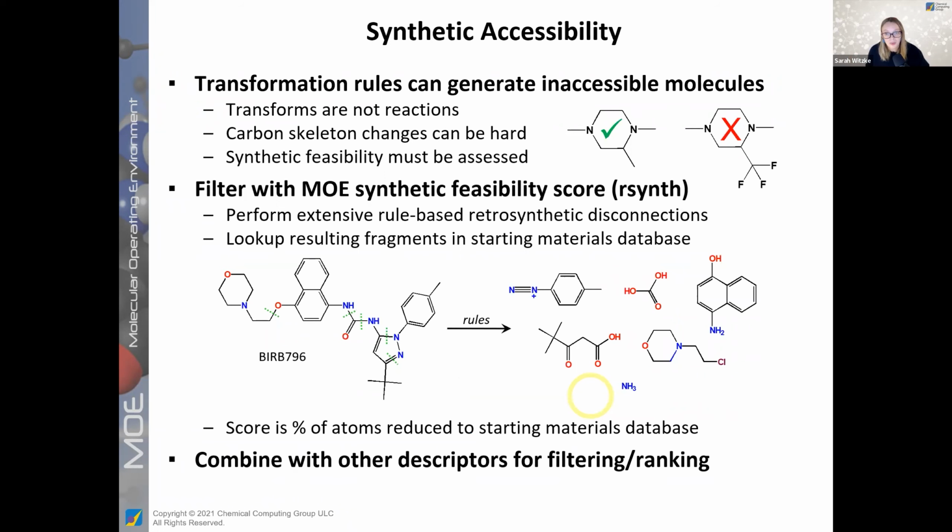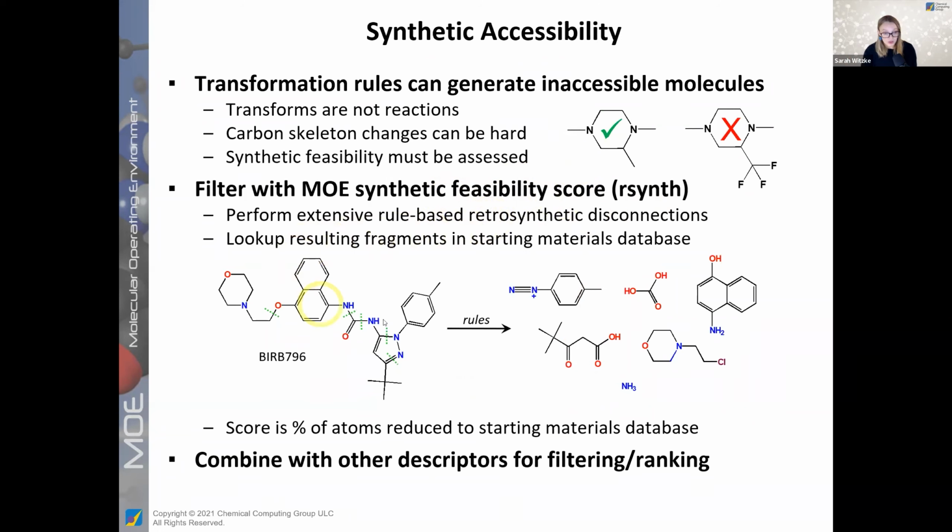Basically, we do need a way of looking at the synthetic feasibility, because several transformations can actually generate molecules that we just can't make. Like a transformation, even though it looks like a reaction with an arrow in, it is not a reaction, right? And changes to the carbon skeleton can actually be really hard to make. So we went about and we wanted to create a score that we call synthetic feasibility, or RSynth.